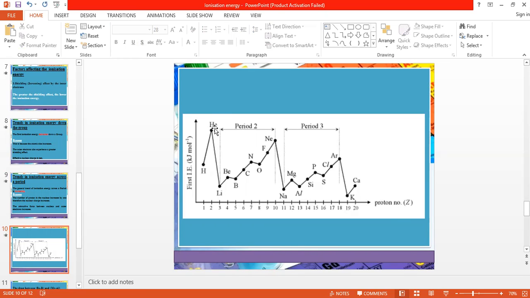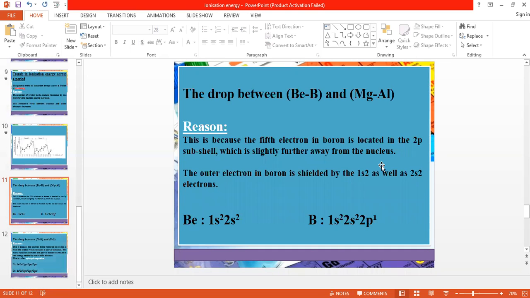Hydrogen and helium, if you compare these two, we have many reasons, but not more than that, so we will compare only magnesium and aluminum, phosphorus and sulfur. Only magnesium and aluminum, phosphorus and sulfur, we are going to compare only these. Phosphorus is greater than sulfur. Here magnesium is greater than aluminum. So you need to explain why.